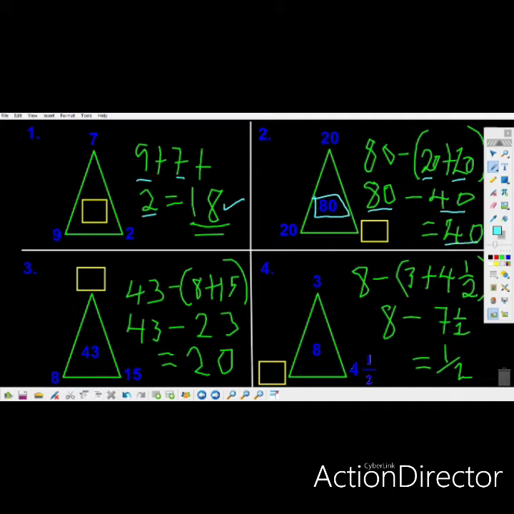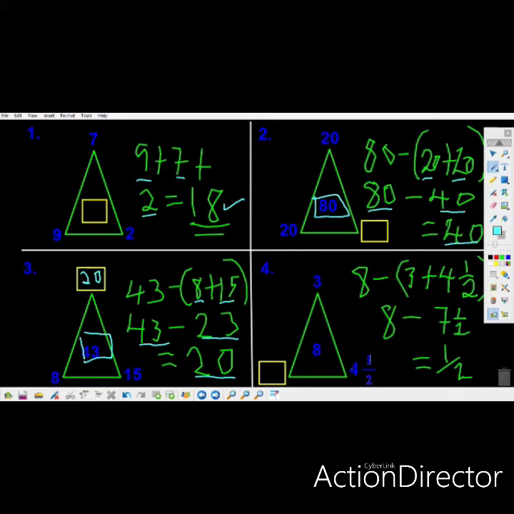Now let's proceed to number 3. The same thing here. The answer has been given, that is inside the triangle has been given. All we need to do is to add the given ones, that is 8 plus 15, and that is 23. Subtract it from the main answer, that is 43, and we'll have 20 as our answer, as the missing number.